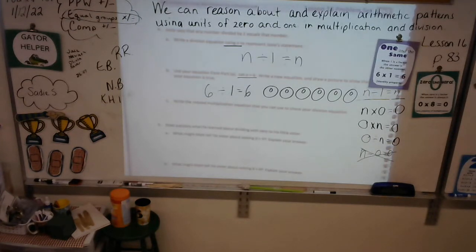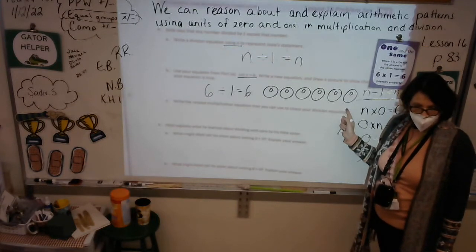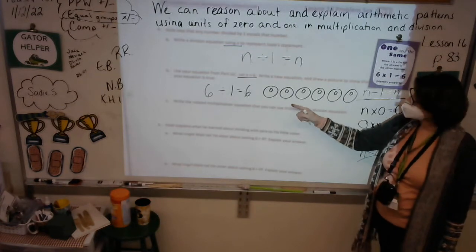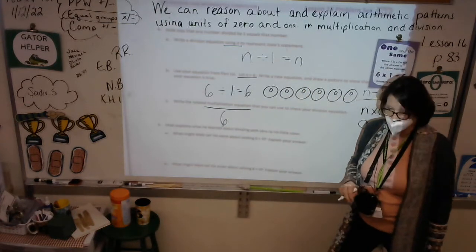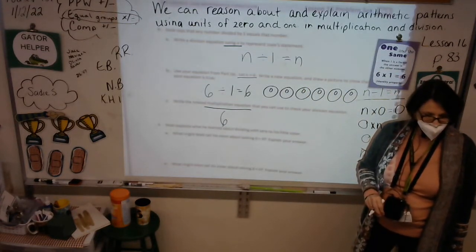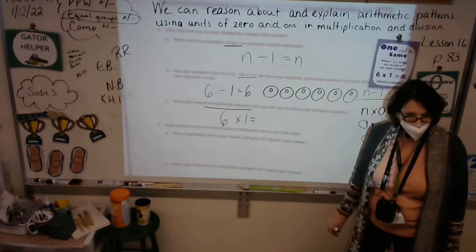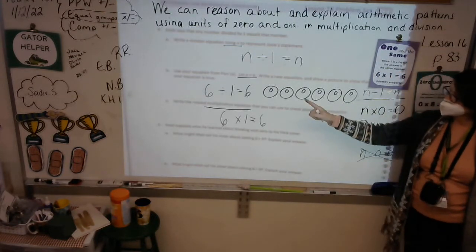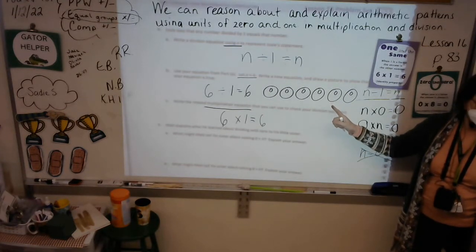Now, write the related multiplication equation that you can use to check your division. Well, let's write a multiplication equation for this. How many groups are there? 6. We need to write a multiplication equation. What's the size of each group? 1. And what's our total? 6. There you go. There's a picture. For 6 divided by 1 equals 6, it's also a picture of 6 groups of 1 equals 6.